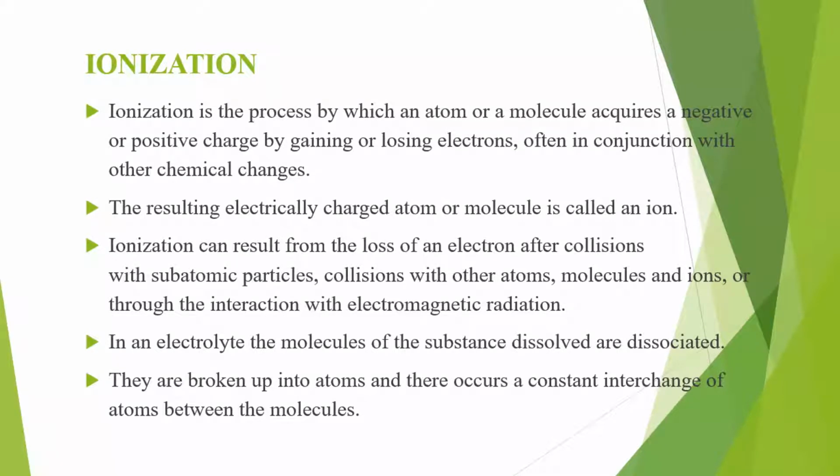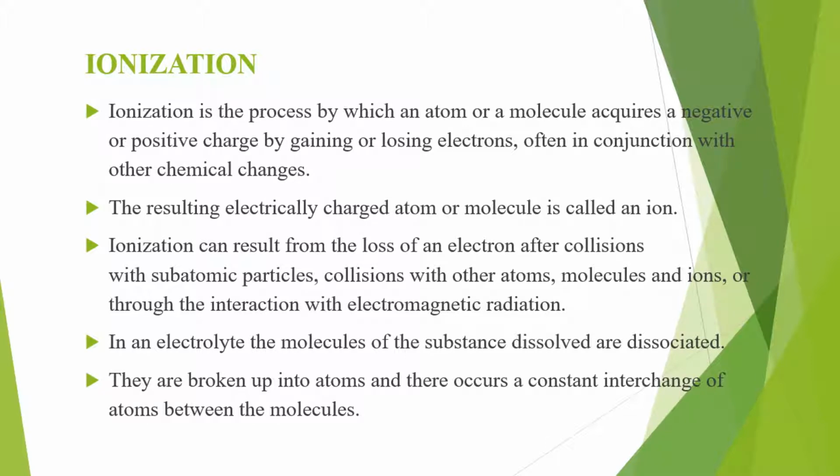Negative charge by gaining electrons and positive charge by losing electrons. This process is in conjunction with the other chemical changes taking place. So when the atom or molecule gains or loses electrons, they become electrically charged and they are called ions. So ionization can result from the loss of electron after collision with the subatomic particles or collision with the other atoms, molecules or ions, or due to the interaction with the electromagnetic radiation.